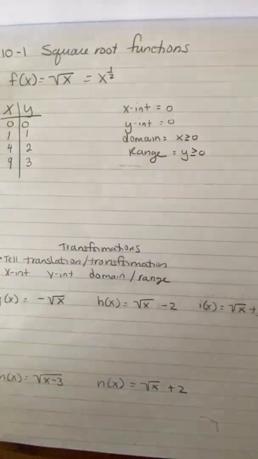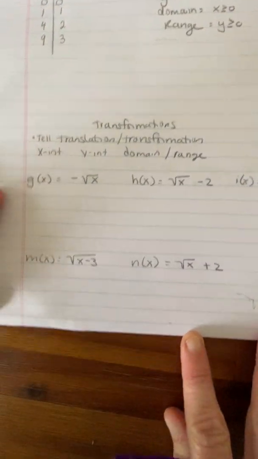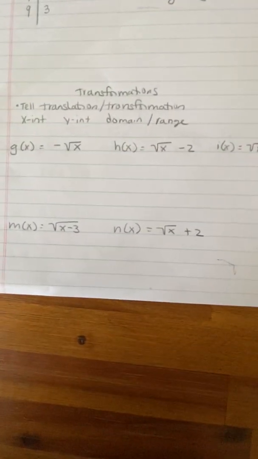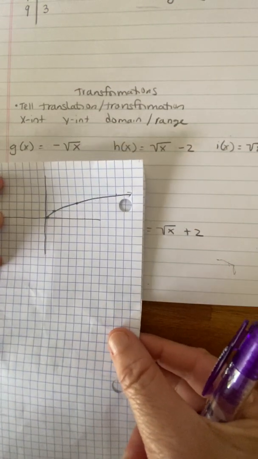So down here, this part down here just says what transformation is taking place, and the transformations are just like what we had done before, except instead of whatever functions we were doing, now they are square root functions. And then we're going to also tell what translation happened, the x-intercept, the y-intercept, and the domain and range. So I'm going to put this picture that we just graphed.